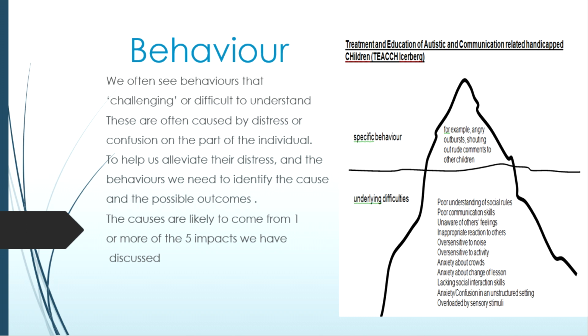Under the water is the cause of that behaviour and the outcome of that behaviour for the person. We cannot solve the problem if we don't know what the cause and the outcome is. The likely cause is one or more of those 5 impacts of autism, but you've got to work out which one. And sometimes by working out what the outcome for the person is, whether it's avoiding or seeking or controlling the environment, might help you to work out what those 5 are.